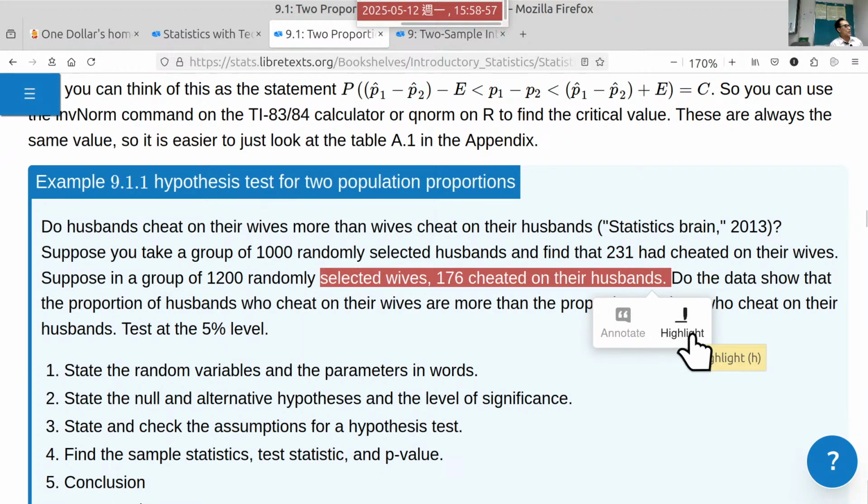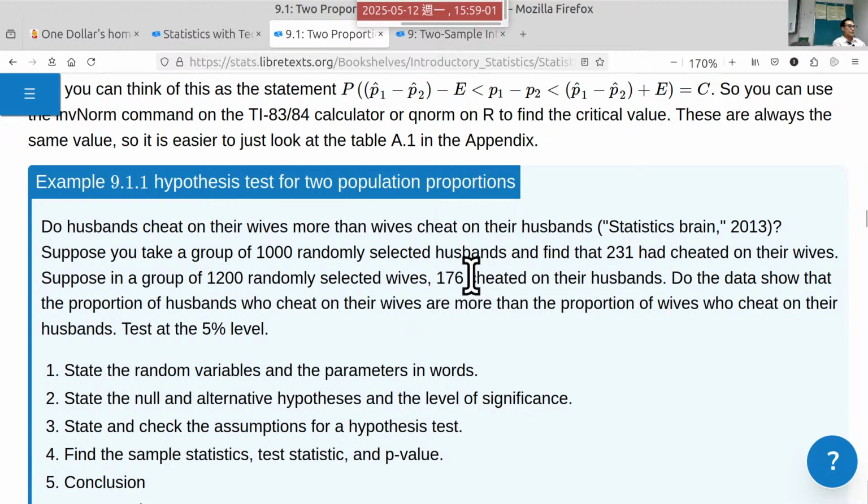Here it didn't define what is cheating. We don't need to define that because we are discussing the statistics. We are not talking about the society or some family problems. So we just accept the cheating, but we don't need to define what it means.